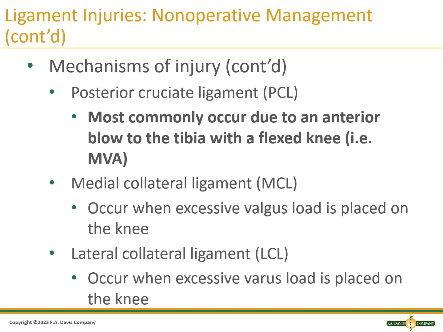Our posterior cruciate ligament, or our PCL, attaches from the anterior of the femur to the posterior of the tibia to prevent posterior translation of the tibia on the femur. It is most commonly injured as a result of an anterior blow to the tibia with a flexed knee, something pushing the tibia backwards, often like a motor vehicle accident where there's a dashboard injury where the person's legs go into the dash and the tibia is displaced backwards, causing disruption of the PCL.